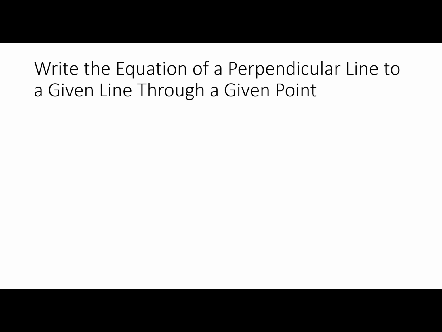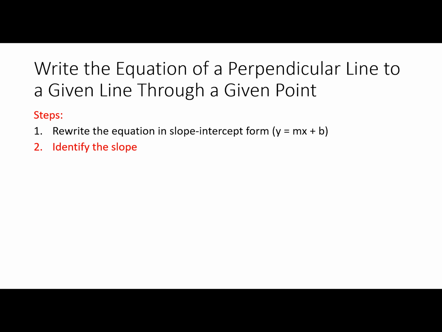Write the equation of a perpendicular line to a given line through a given point. So the steps are: 1. Rewrite the equation in slope intercept form, which is y equals mx plus b, where m is the slope, the rise over run, and b is the y-intercept where it crosses the y-axis, where the x value is 0. 2. Identify the slope. Once you write it in slope intercept form, the slope is m, the number in front of the variable. In this case, the variable is x.